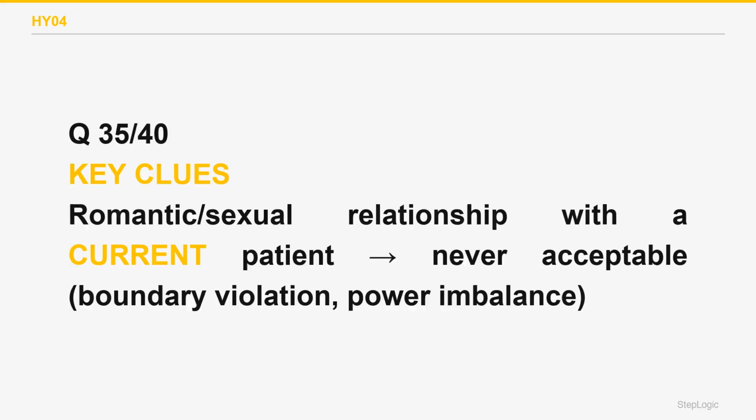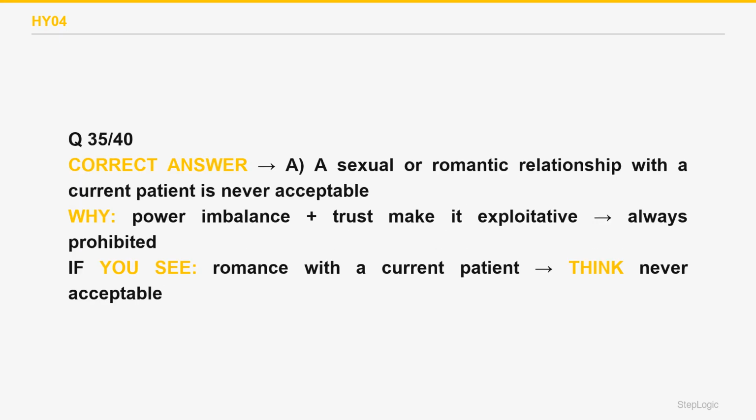Never acceptable. A sexual or romantic relationship with a current patient is never acceptable. The inherent power imbalance and the patient's vulnerability make true consent impossible and exploit the physician's position of trust. It is a fundamental boundary violation, regardless of who initiates it. The correct answer is A.